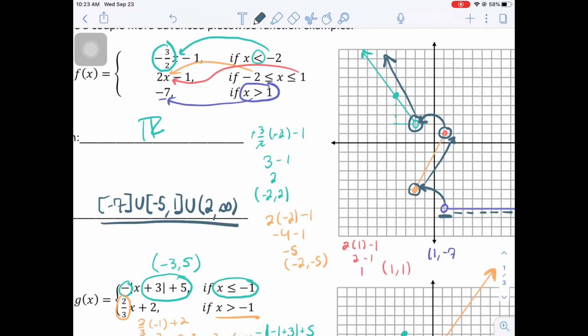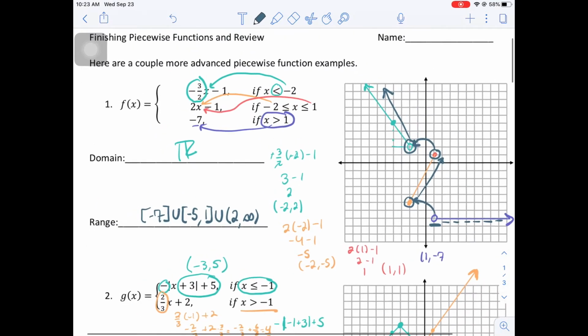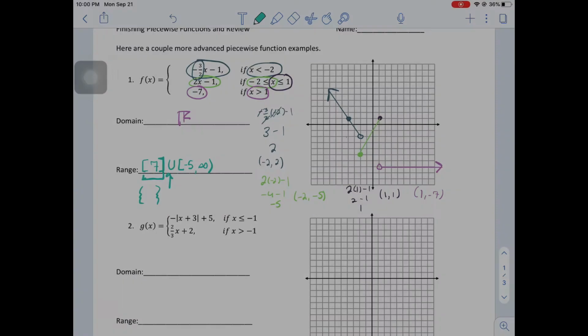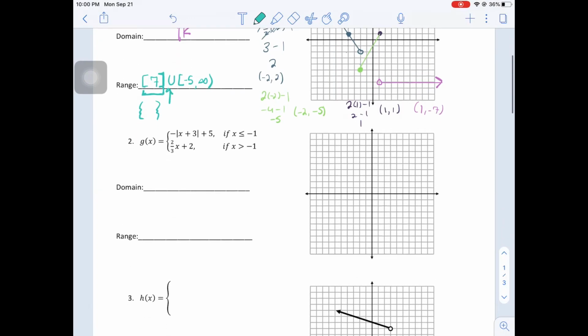Okay, so the range is weird. Look at all those different pieces and parts of the range, and that's because we made jumps. So as you're doing this today, there's going to be some jumps in the piecewise functions. So the next one, number 2 here.